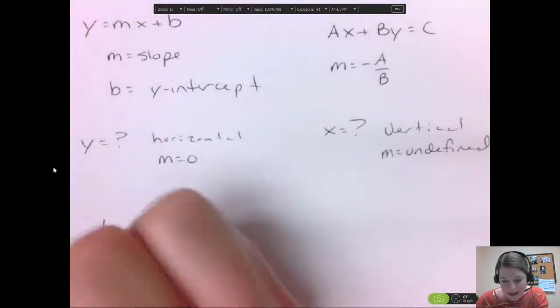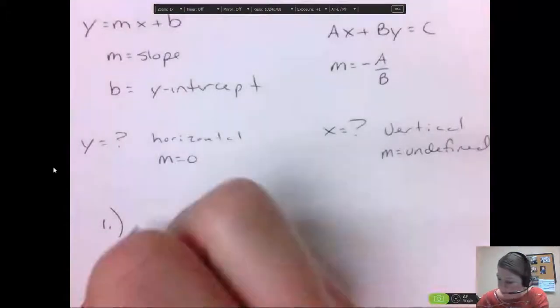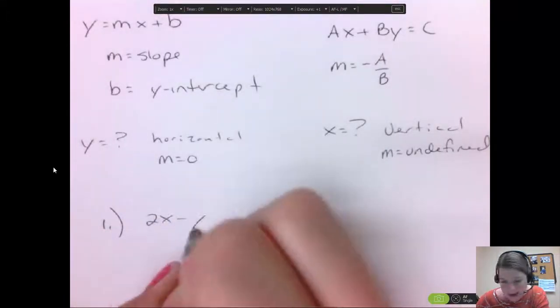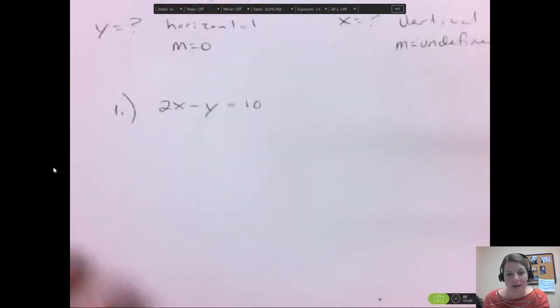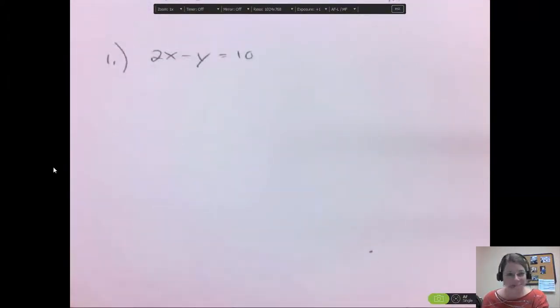What if I have the equation 2x minus y equals 10, and I want to know the slope of that line? So lots of things I could do to find it, right? I could graph it, count up and over. I could solve for y, and then I could see the slope and the y-intercept. If you're asked for both the slope and the y-intercept, that is the best way to go.